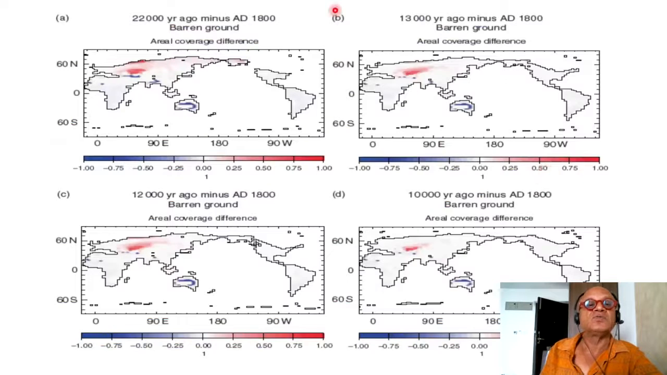Okay, so 22,000 years ago, barren land expanded again in these drier regions now, but at the southern end you can see some barren grounds shrank here in the places that we have seen before. 13,000 years ago, similar in general. 12,000 years ago, again similar.